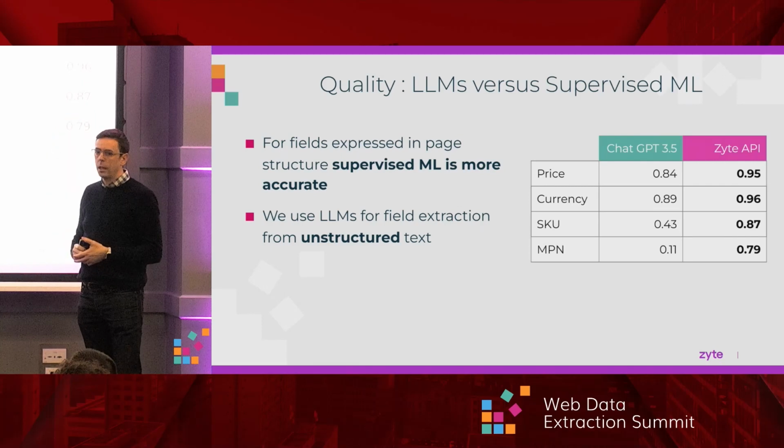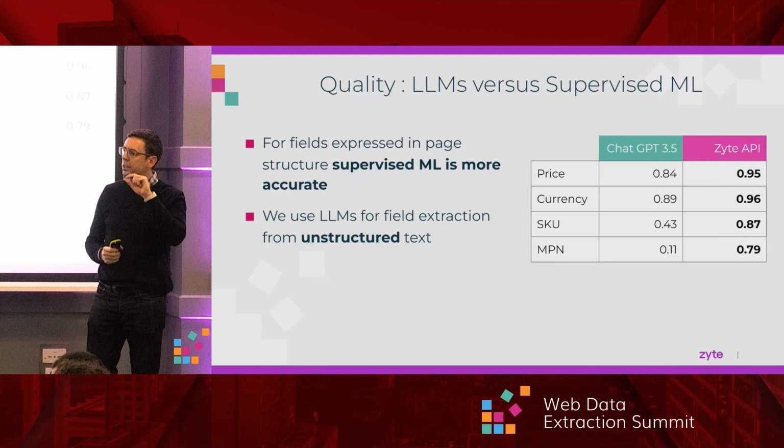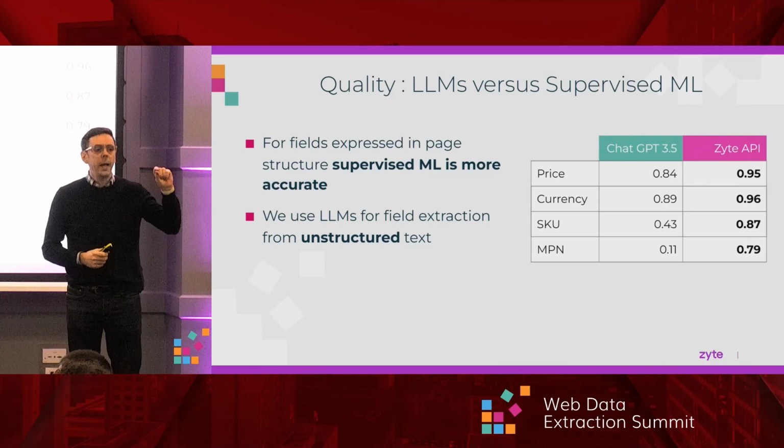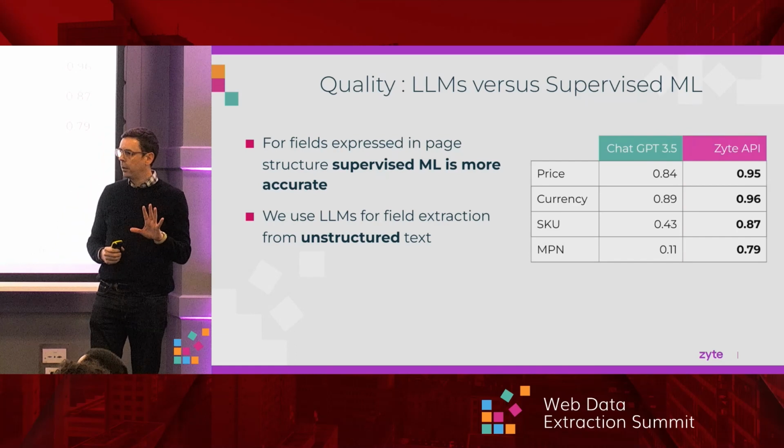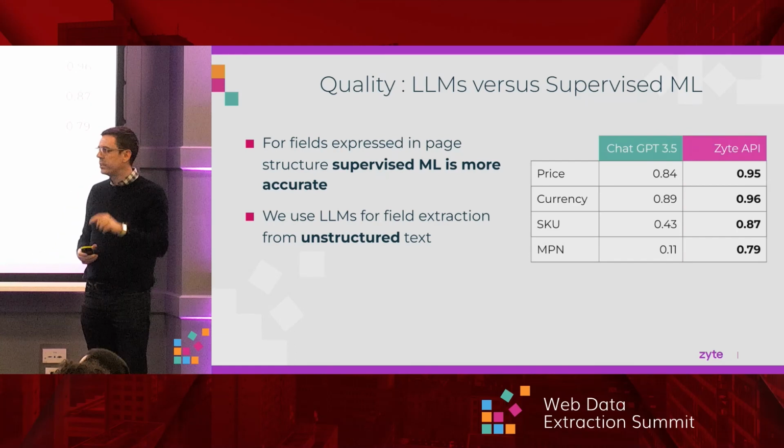The supervised machine learning approach is much stronger where the data is in the structure of the page. There's a page element for the price and the title. And this is the vast majority of web scraping. So the combination of these two we see as being very powerful.